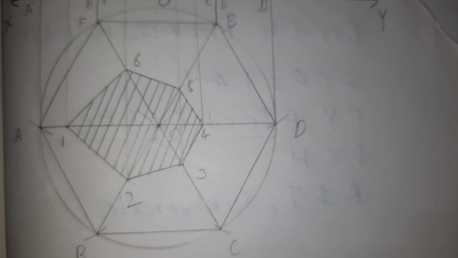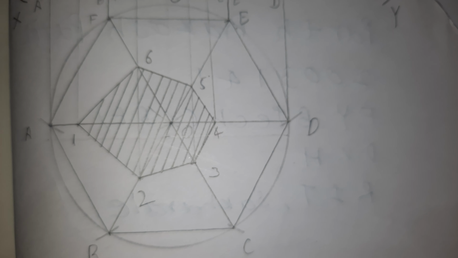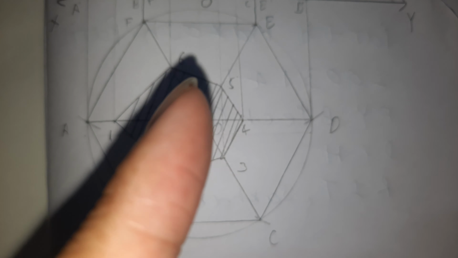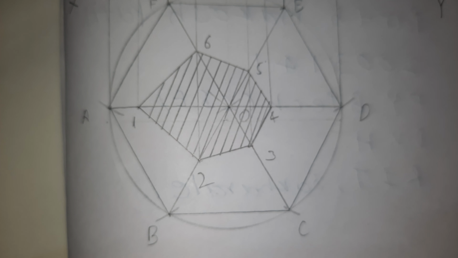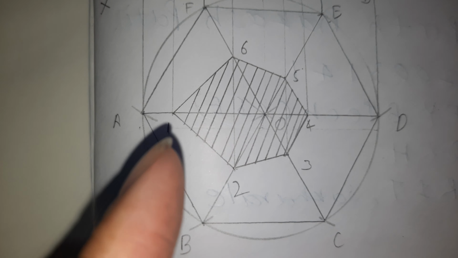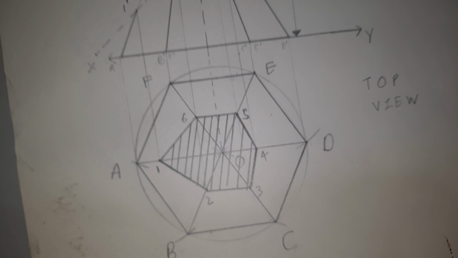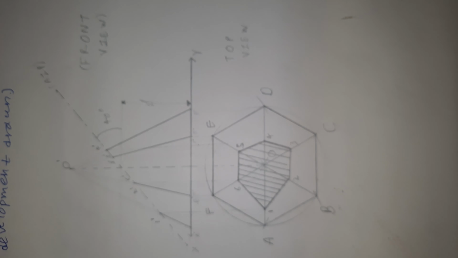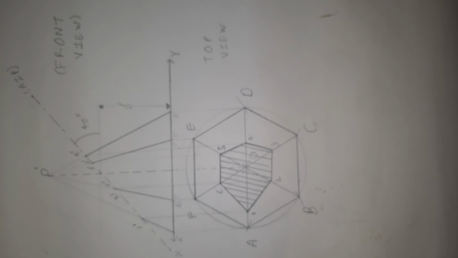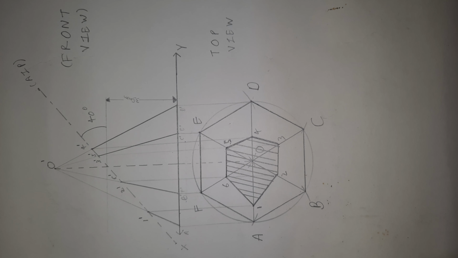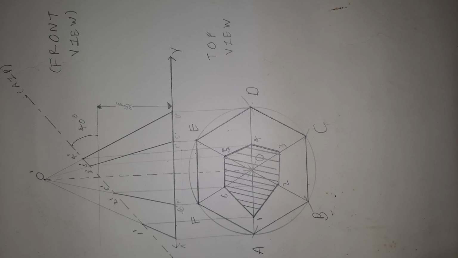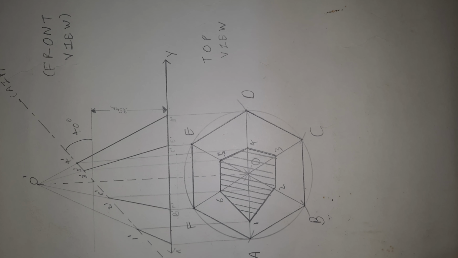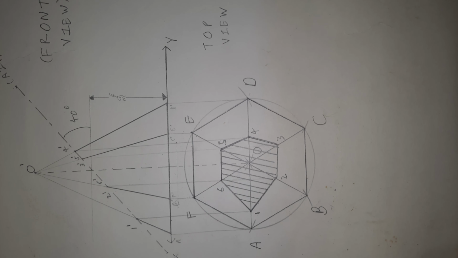As the lines are faint here, you can see that the hatched part is what we are going to cut, and the remaining part 1A, 2B, 3C, 4D, 5E and 6F is remaining. So now here are the top view and front view of the hexagonal pyramid after cutting by the auxiliary inclined plane at 40 degrees to the ground and 35 mm above the ground.